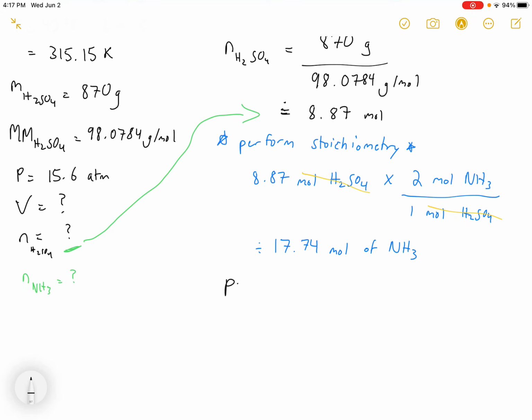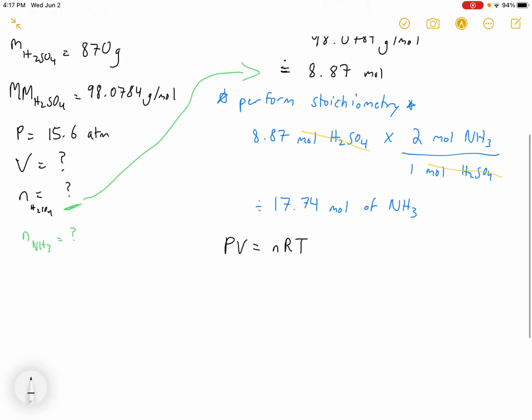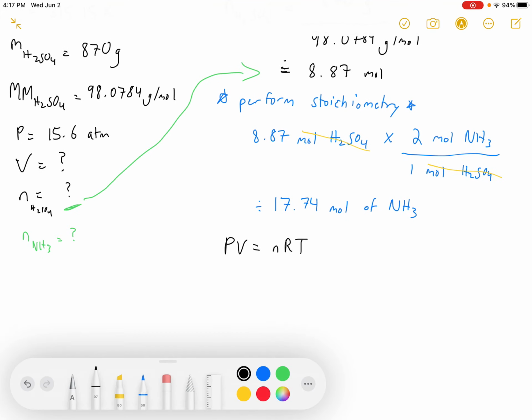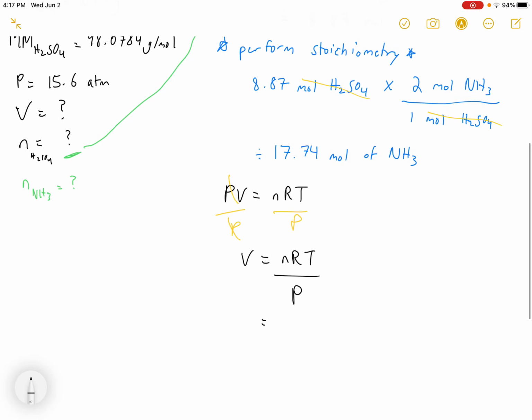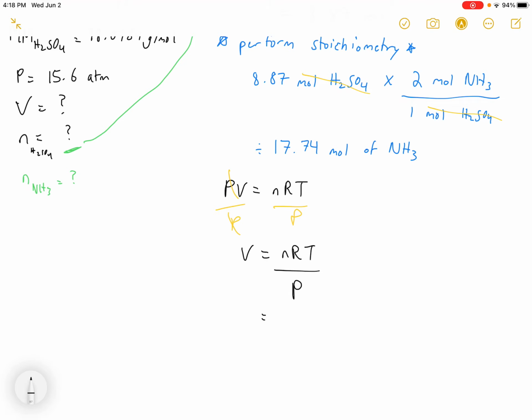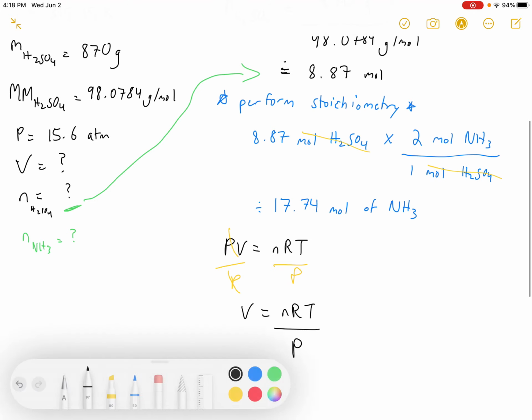So we now simply need to apply the ideal gas law, PV equals nRT. And then we want to isolate volume on its own. That can be accomplished by dividing both sides by the pressure. So then volume equals moles times gas constant times temperature divided by pressure. And then we'll just sub in our information. Keep in mind here that we have to use a version of the gas constant that is consistent with the units that we're already given.